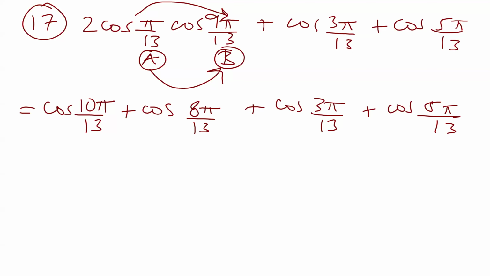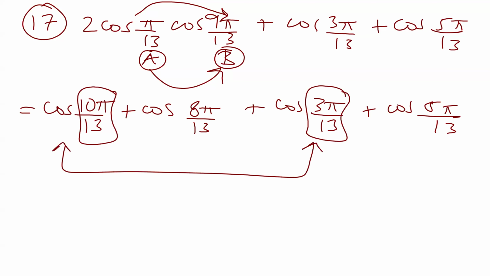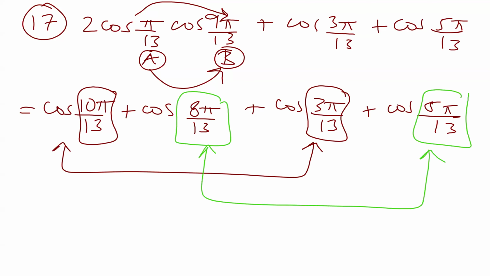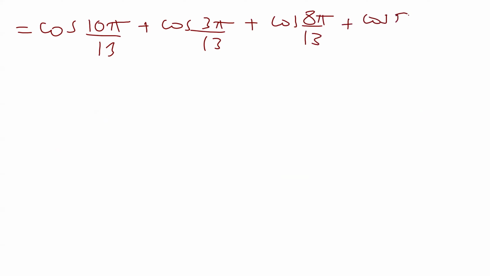Fine. Now here we need to understand which terms to group. Okay, so this becomes a very tricky point. Okay, so here 10 and 13. So what is the difference between 10 and 13? That is 3. So 3 is present over here. Okay, so you have to club these two terms. 8 pi by 13. So difference between 8 and 13 is 5. That 5 is over here. 5 pi by 13. So you have to club this and this terms. Okay, so I'll just regroup this. I'll write cos 10 pi by 13 plus cos 3 pi by 13 plus cos 8 pi by 13 plus cos 5 pi by 13. Okay, remember it this way.